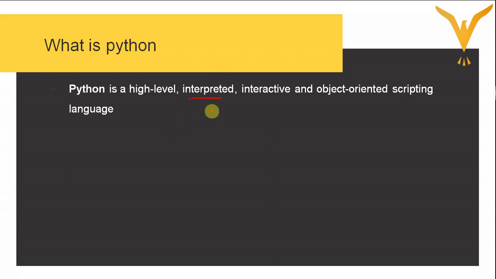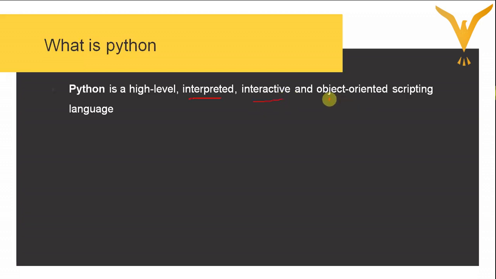So when I say Python is an interpreted language, that means it uses an interpreter to translate your program into machine understandable language. It is very interactive. That means we can perform various interactions, like there are certain things like GUI that we can develop so that we can interact with our user and so on.